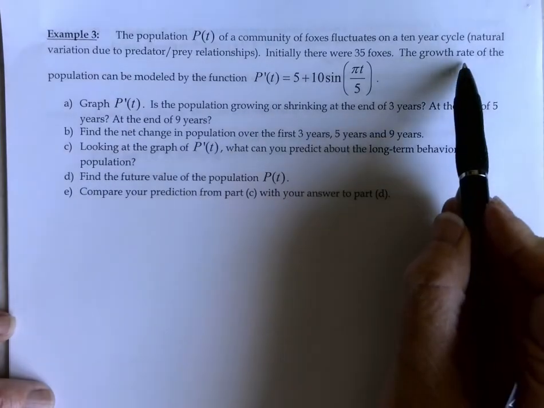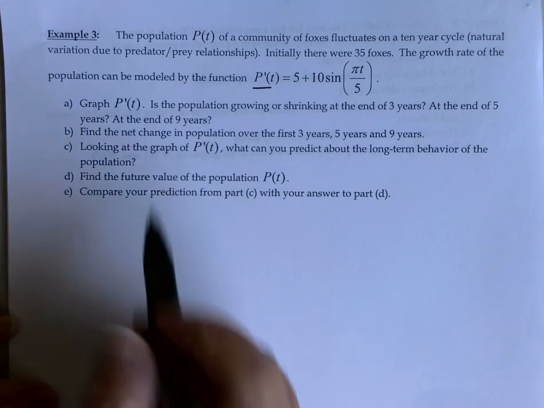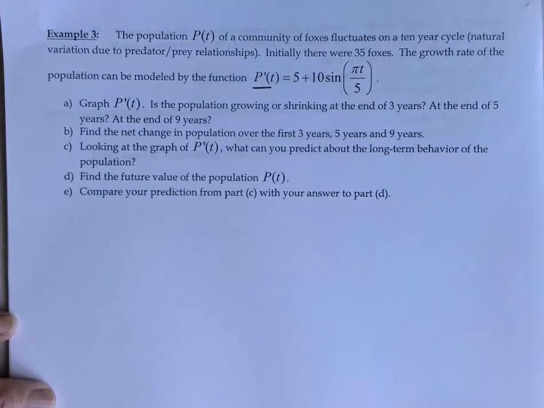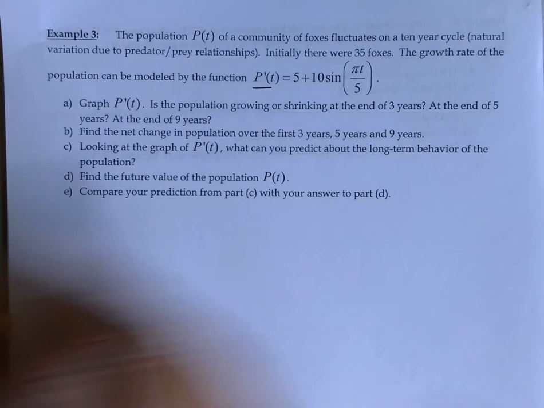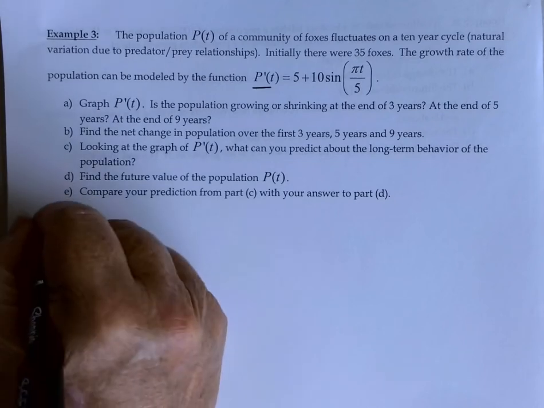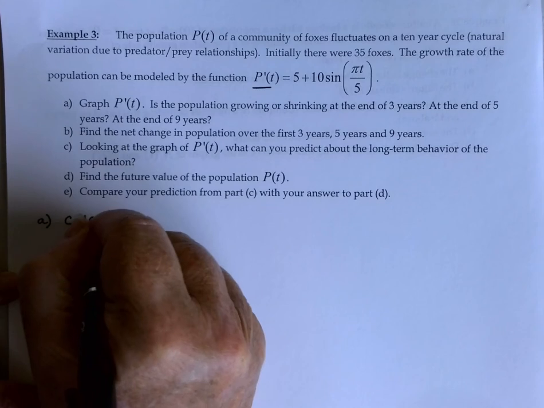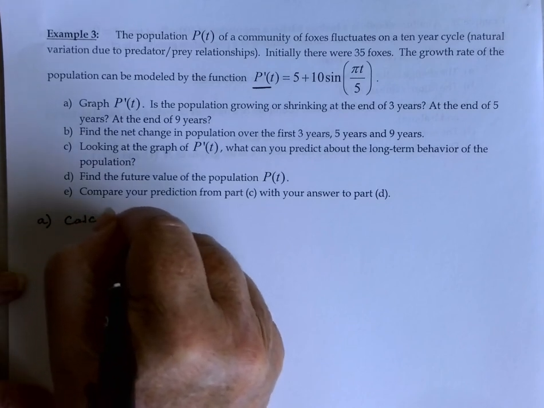The growth rate, so notice the growth rate is a derivative, P prime, is 5 plus 10 sine(pi t over 5). We would like to go ahead and, first of all, graph the P prime equation itself, and then talk about if the population is growing or shrinking at various times. This is a little bit more of a pain to draw. Let's graph it on the calculator.